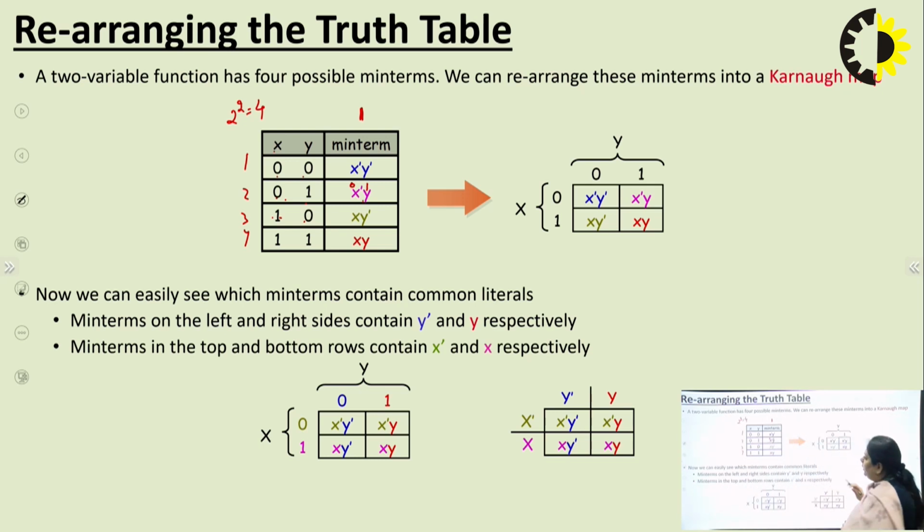In K-map, how will we represent it? See, this one portion is x, this portion is y. Again for x, 0 1, 2 values. Again for y, 0 1, 2 values. Total 4 values. How will we represent? 0 0, 0 1, 1 0, 1 1. That is 0 0, 0 1, 1 0 and 1 1.